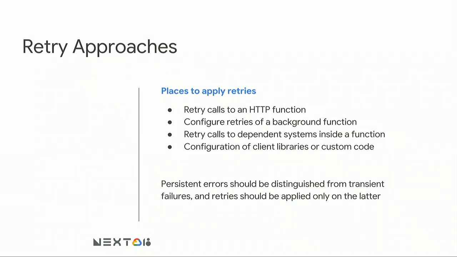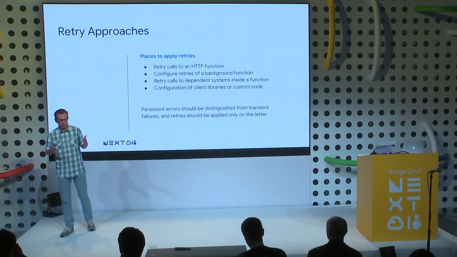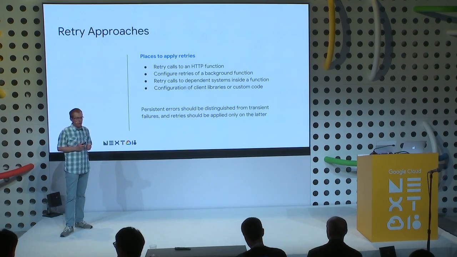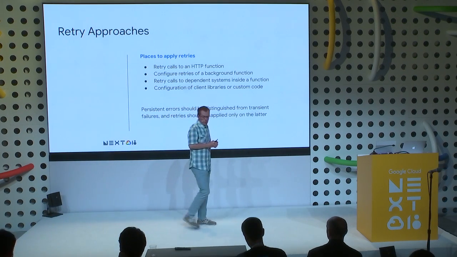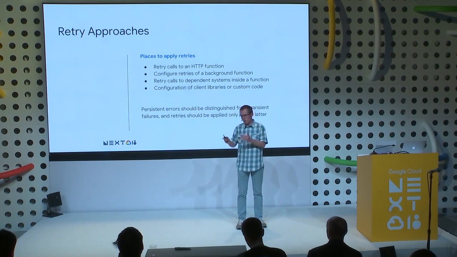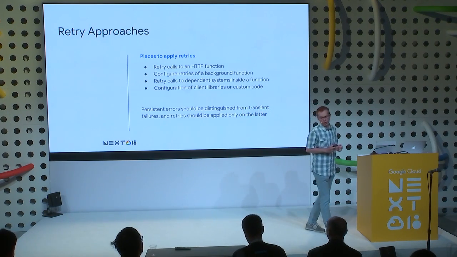So in general, there are multiple places to apply retries. As we saw, you can retry calls to an HTTP function. You can configure retries of background functions. You can also retry calls to dependent systems from inside the function, for example, by configuring the client libraries that you use. You can search for what options they offer, or you can write custom code. And finally, as already mentioned, persistent errors should be distinguished from transient failures, and retries should be applied only on the latter ones.